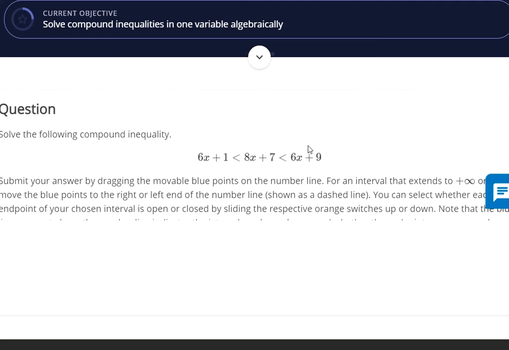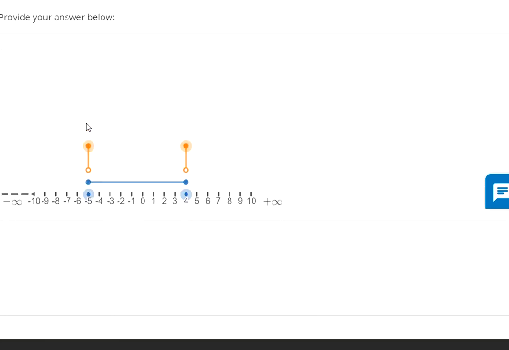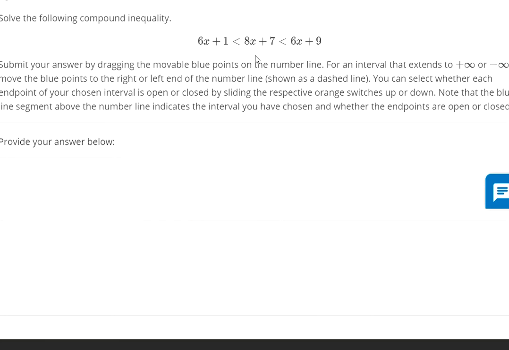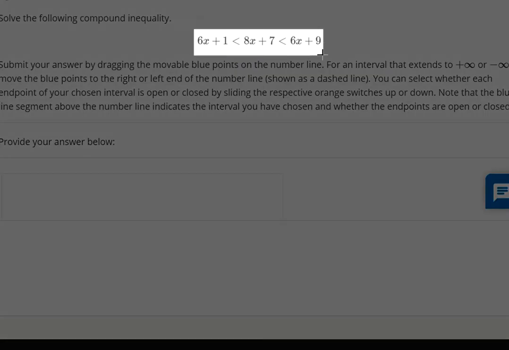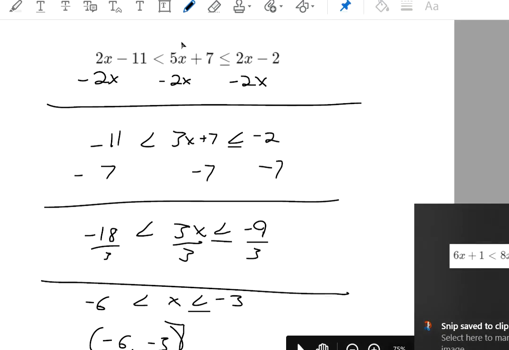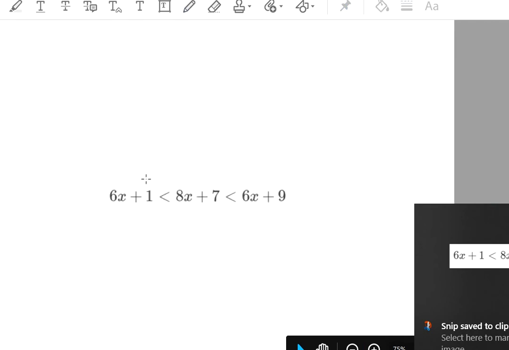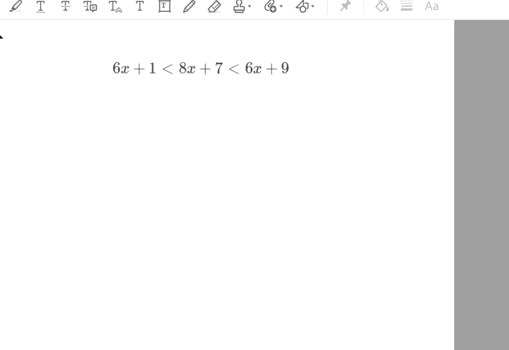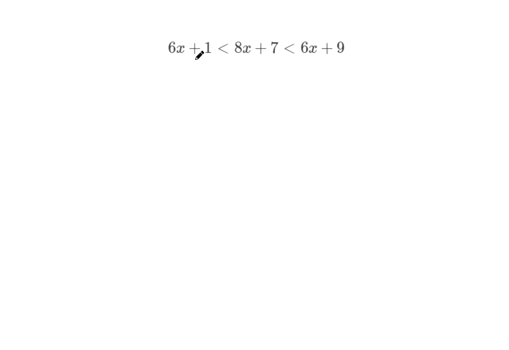Let's see, have I already done one of those? Oh, they just want you to draw with the number line tool. So here, I'll solve this real quickly to help with the number line tool. Subtract 6x from all 3 of those quote-unquote sides, like we did before. And then I'm going to subtract 7 from each of those sides. And then, oh, that should be 2. 9 subtracted by 7 makes 2 there. Then divide everything by 2.